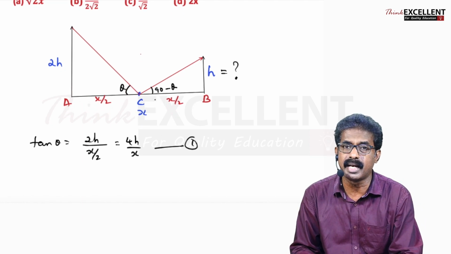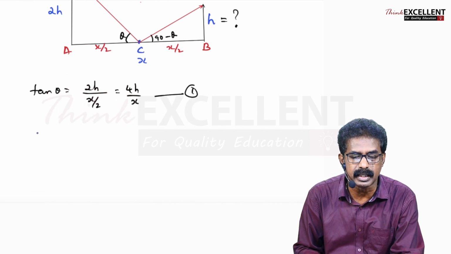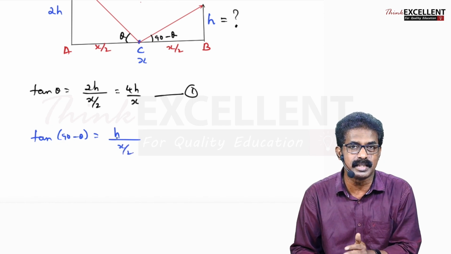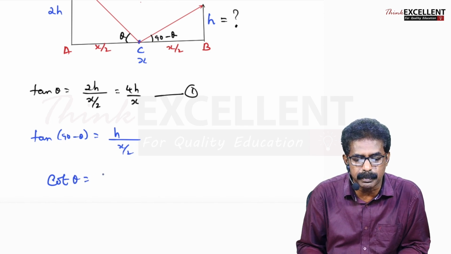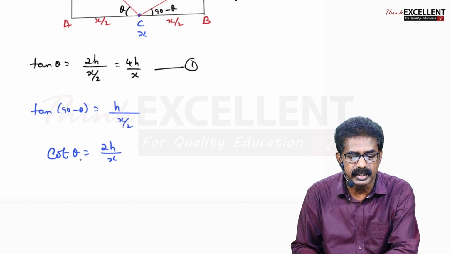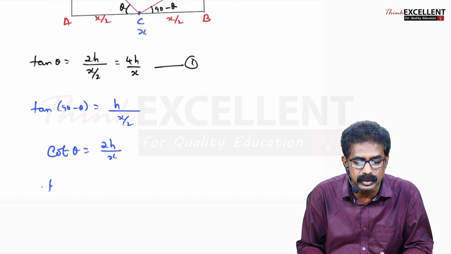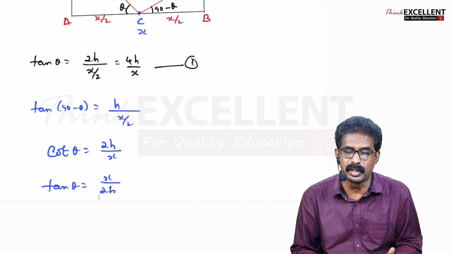Now from the second triangle, you find tan 90 minus theta, because their angle is 90 minus theta. Tan 90 minus theta is equal to opposite side by adjacent side. But you know, tan 90 minus theta is cot theta, right? So cot theta is equal to, this 2 goes up, so 2h by x. You take reciprocal here. If you take reciprocal, cot reciprocal is tan. So tan theta is equal to, take the reciprocal, x by 2h. Because you know, tan and cot are reciprocals.